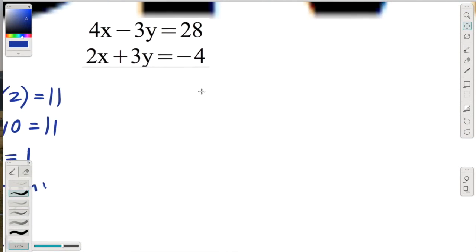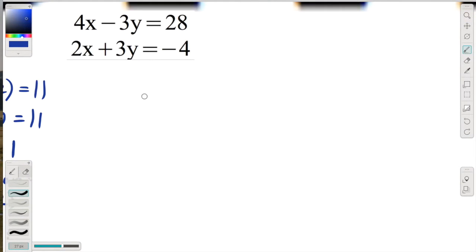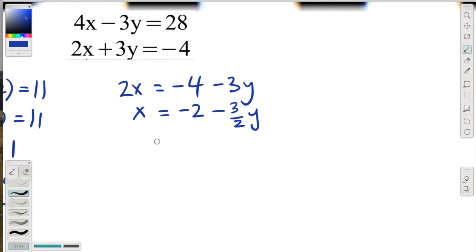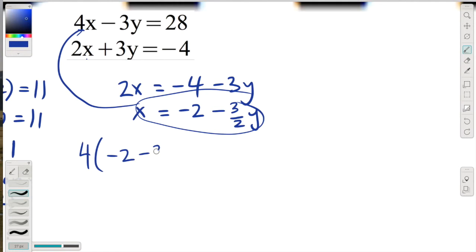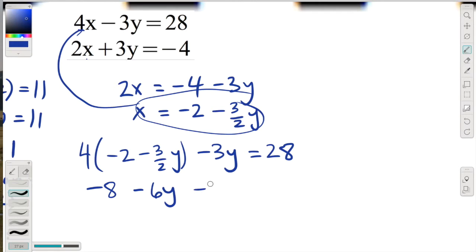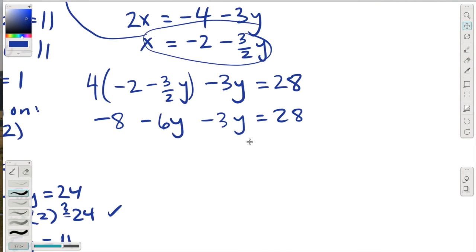My second example is a little more complicated because it's a little more work to solve for one of the variables. I'm choosing to solve for the x in the bottom equation. So 2x equals negative 4 minus 3y. And that expression for x, I can put into the top equation in place of x. So I write 4 times negative 2 minus 3 halves y minus 3y equals 28.